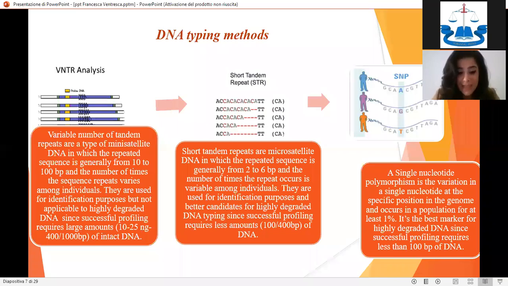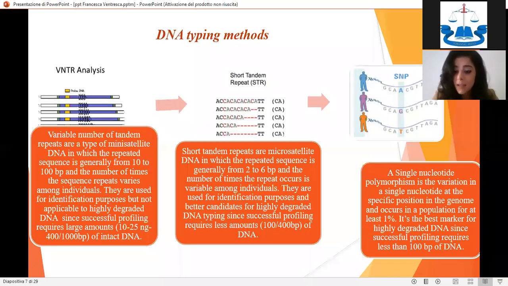So these markers were replaced by short tandem repeats, which are microsatellite DNA, in which the repeated sequence is generally from 2 to 6 base pairs, so they are shorter. And the number of times the repeat occurs varies among individuals. They are also used for identification purposes, and they are better candidates for highly degraded DNA typing, since in this case successful profiling requires smaller amounts of DNA. It means 100-400 base pairs could be enough.